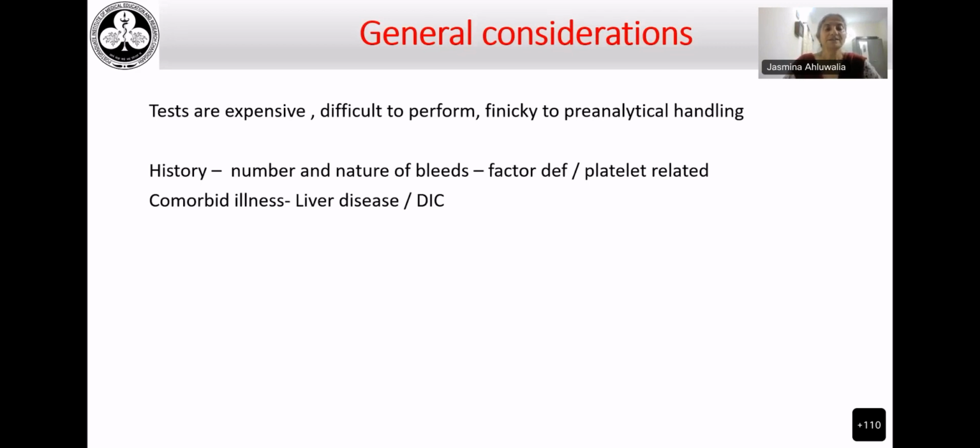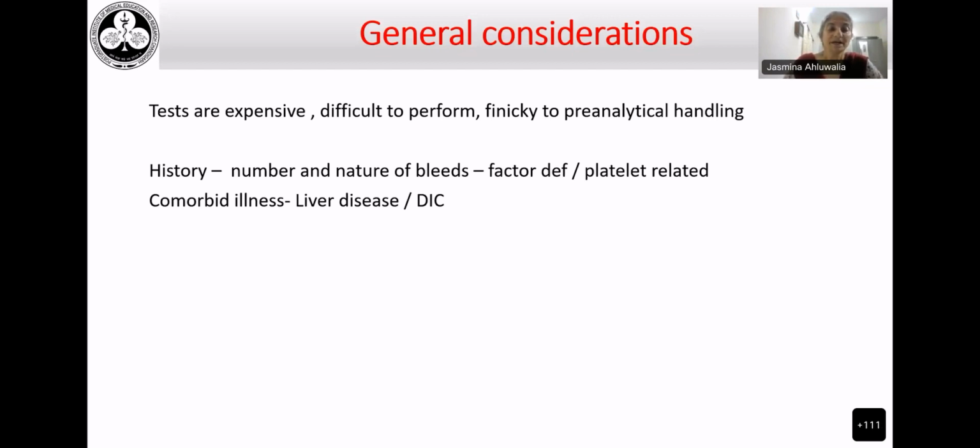It's good to know the number and nature of bleeds. There is likely to be an underlying bleeding disorder if there have been multiple bleeds and if there are bleeds from multiple sites. If they are deep bleeds like hemarthrosis and muscle hematomas, then we are probably thinking of a coagulation factor deficiency. But if they are mucocutaneous bleeds like petechiae and skin bleeds, then probably there may be a platelet-related defect. This is important initially so that we can decide the further course of testing that we need to undertake.